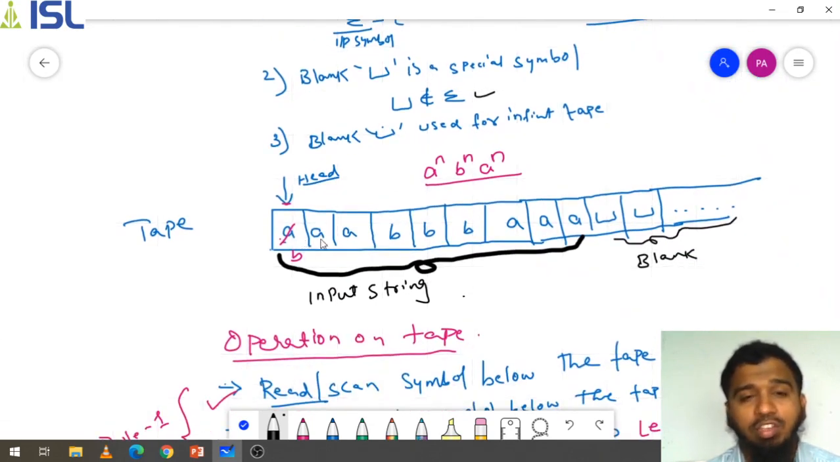And here the equation a^n b^n a^n, equal number of a's, equal number of b's, equal number of a's. This kind of problem is difficult, and we saw this kind of problem by doing the pumping lemma problem. Okay.